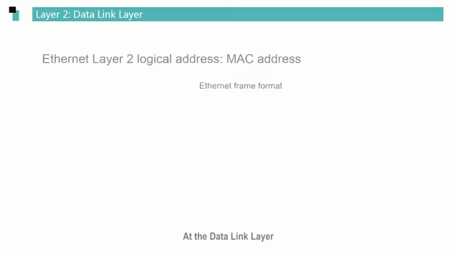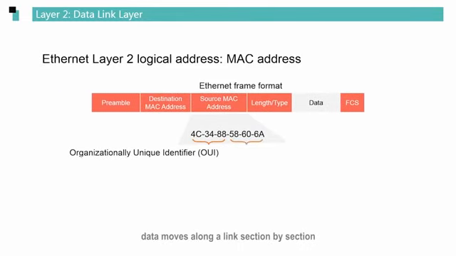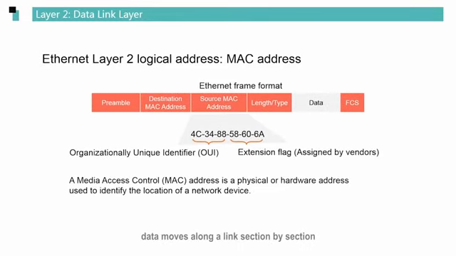At the data link layer, data moves along a link section by section. Each section of a link must have an address. If it is an Ethernet link, there needs to be a MAC address. MAC addresses function as hardware addresses, for example, the MAC addresses of a computer's network interface card. They are burned to the network interface cards before delivery.